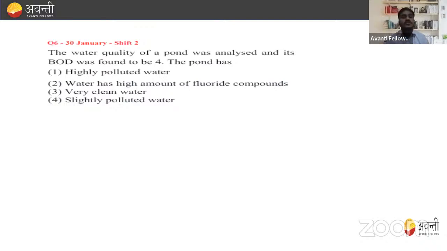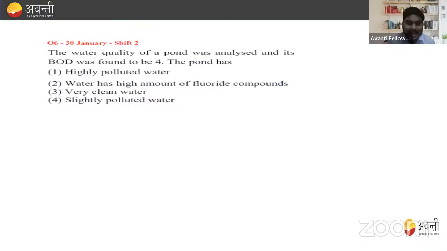Okay. Now, move to the next question, beta. This is also a very important question related to biological oxygen demand. The question asks: the water quality of a pond was analyzed and its BOD was found to be 4. You have to identify whether the pond is polluted or not polluted. For this, you need to know the range of BOD above which water is polluted and below which it is not polluted, right? So you have to learn the range.